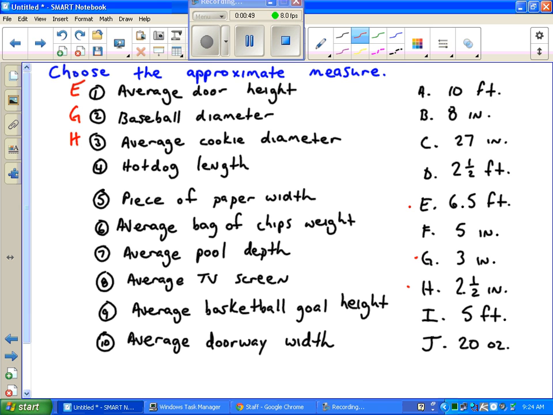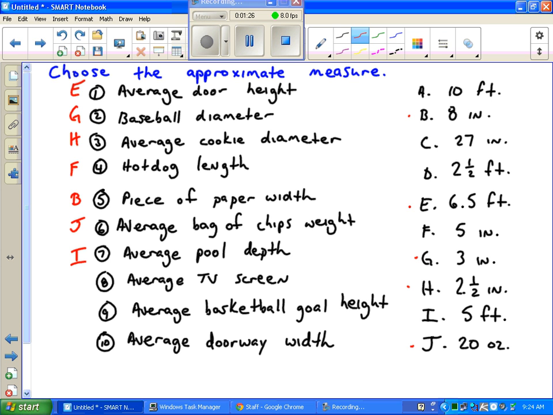So E, G, then H. A hot dog length was a little easier to understand looking at the choices we had. 5 inches was the closest hot dog length, F. How wide is a piece of paper? 8 inches across, B. The average weight of a bag of chips, the only weight measurement that you're given at all is J, 20 ounces. The average pool depth is I, 5 feet. I had to go back and do that one based on what was left over.